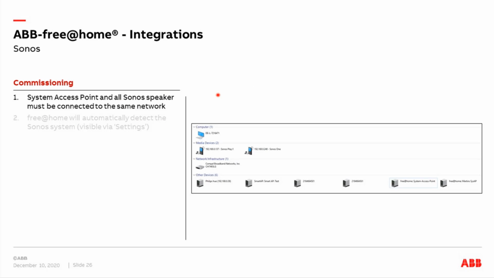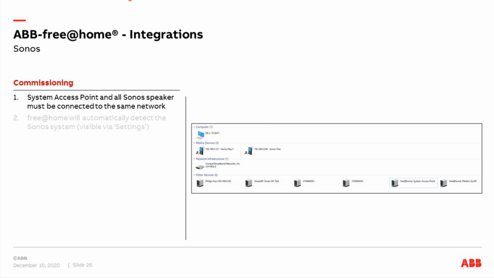So again, when we want to commission Sonos, first step, you go to the network settings of your computer. You check whether all Sonos speakers are available and visible in your network. You see here in my installation, I have 2 Sonos speakers which are visible, and my system access point is also visible here.